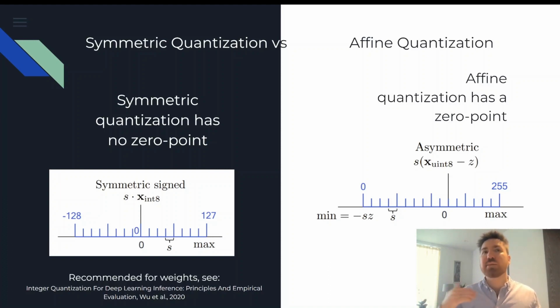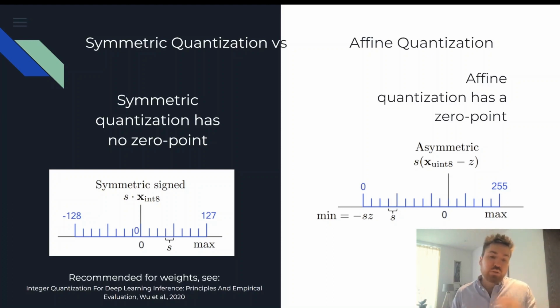It's mostly specific kinds of activations that are, let's say, strictly positive, in which case affine quantization works for those. But again, it's this trade-off. Depending on what hardware you're trying to target, you might be limited to symmetric quantization.